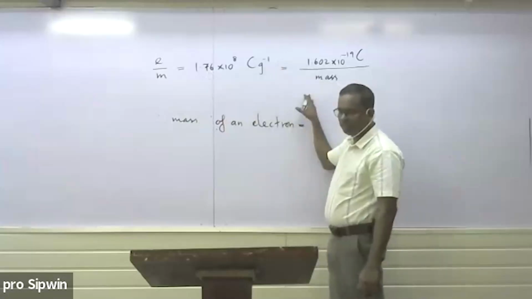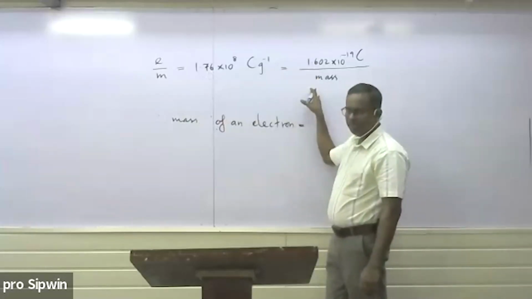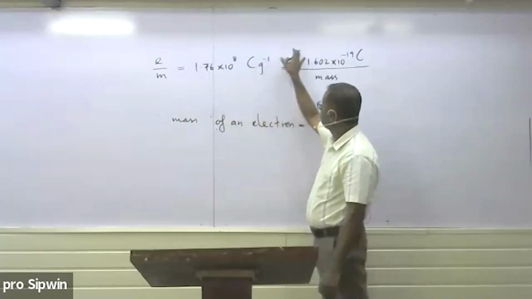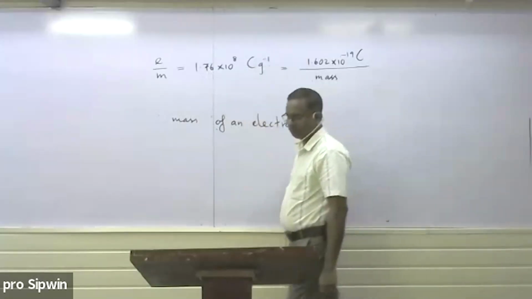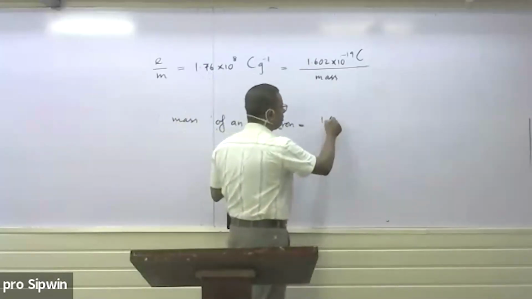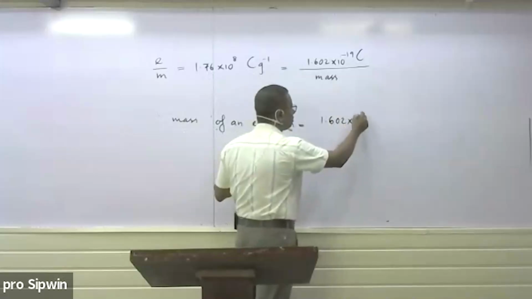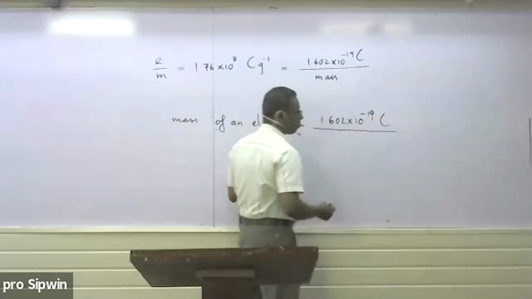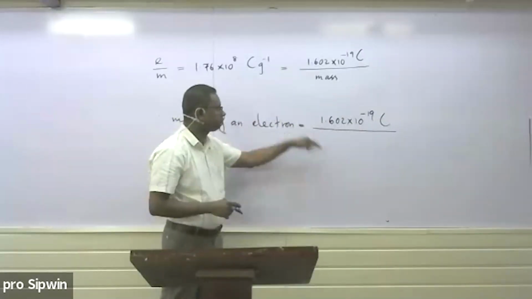E divided by M. E known, mass not known. Mass equals this one divided by this one. Mass equals what? 1.602 × 10 to the power minus 19 coulomb, you divide by the e/m value.